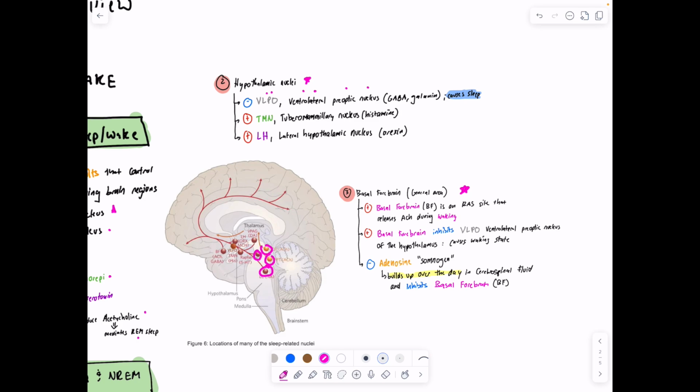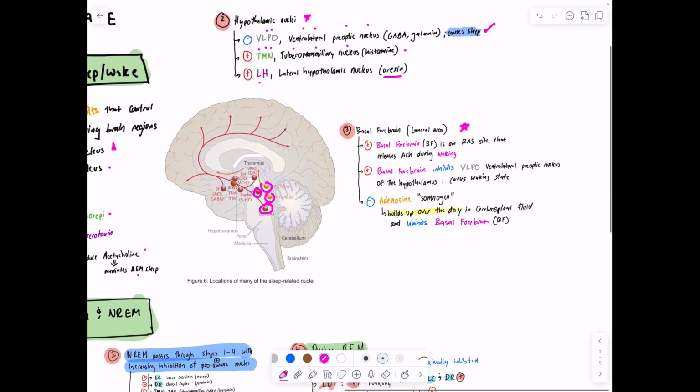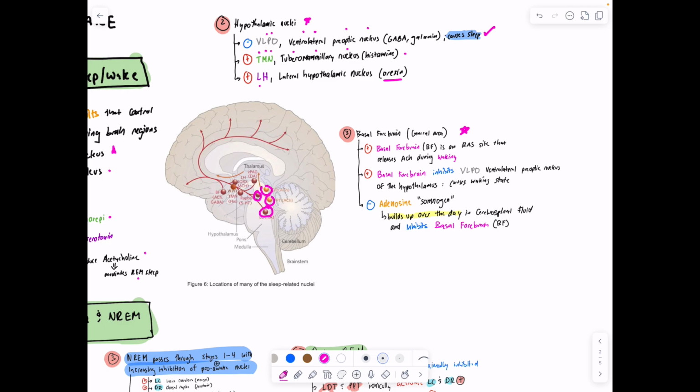Then we have the ventrolateral preoptic nucleus, which causes sleep. Then we have the TMN, tuberomammillary nucleus, which produces histamine. This is pro-awake. And then we have the lateral hypothalamic nucleus, which produces orexin. This one, orexin, is going to stabilize the awake part of the wake-sleep cycle, stabilizing the other arousal nuclei. All right. Then we have the basal forebrain, which is located right here.